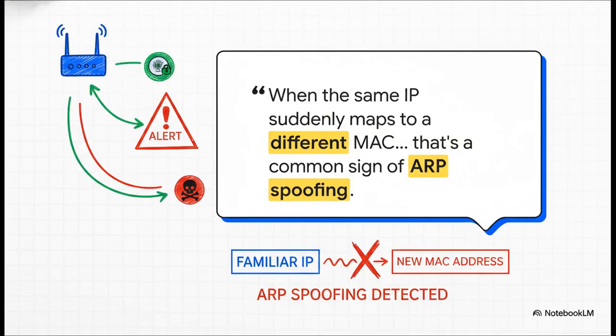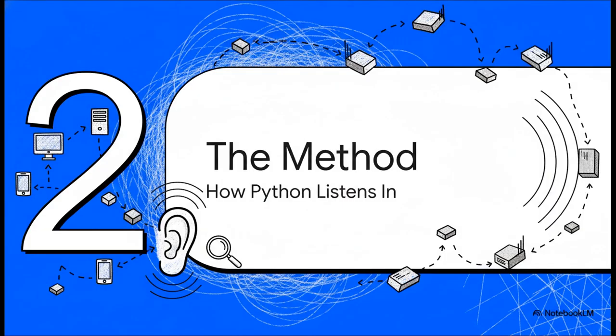And that third one, that is your big security alert. When a familiar IP address, say your router's IP, suddenly starts being announced by a completely different MAC address, that is a massive red flag. It is the classic textbook sign of an attack called ARP spoofing, and that's exactly what a good monitor is designed to catch.